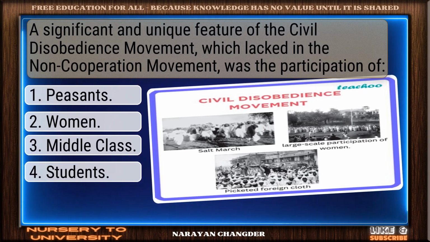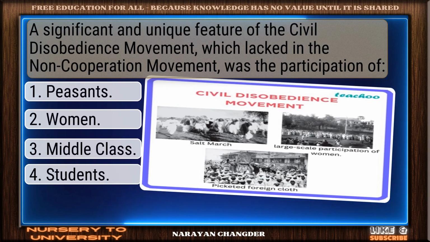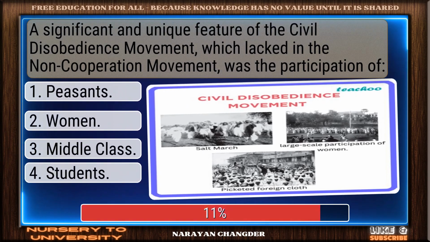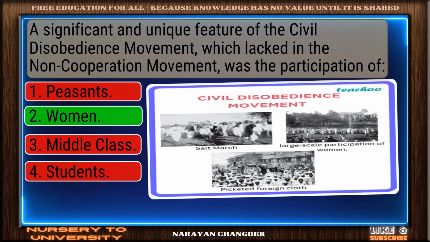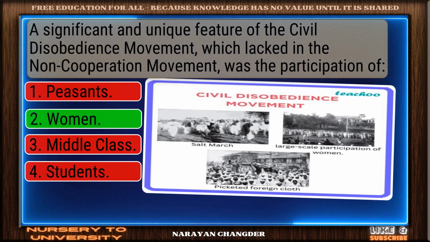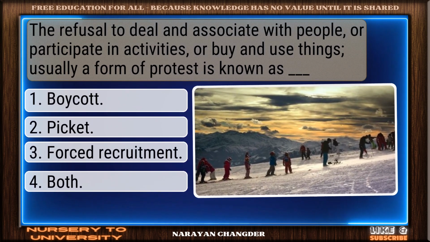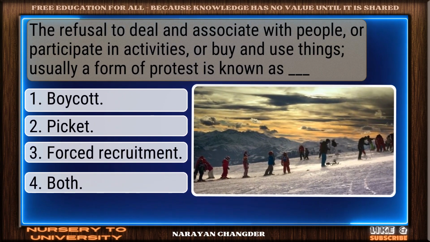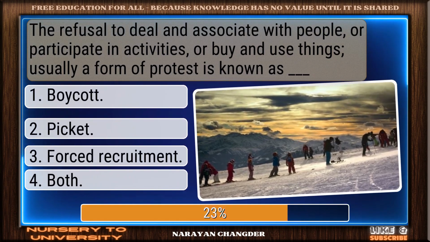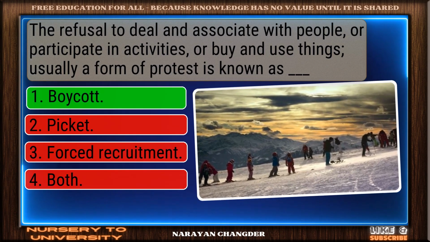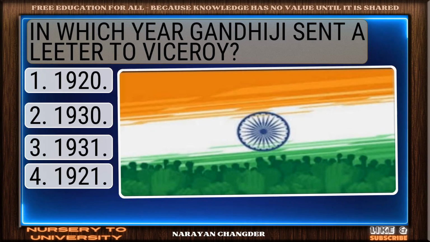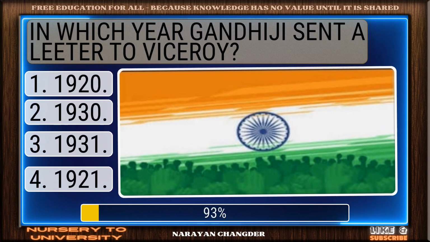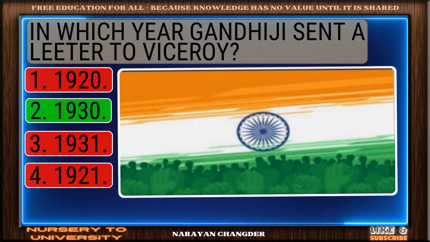A significant and unique feature of the civil disobedience movement, which lacked in the non-cooperation movement, was the participation of. You got it. Women fits. The refusal to deal and associate with people, or participate in activities, or buy and use things, usually a form of protest, is known as boycott. Correct. Boycott is spot on. In which year Gandhiji sent a letter to Viceroy? Well done. 1930 is right.